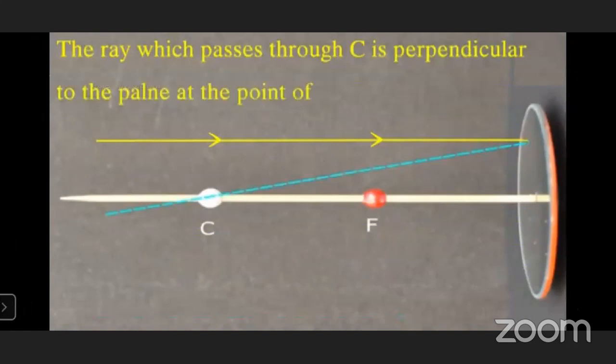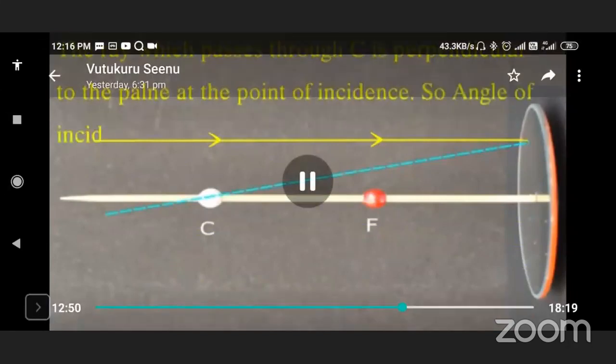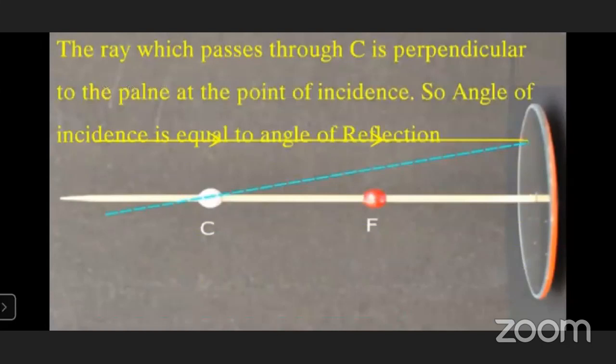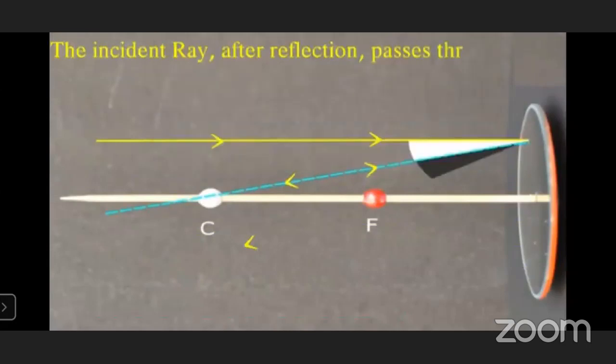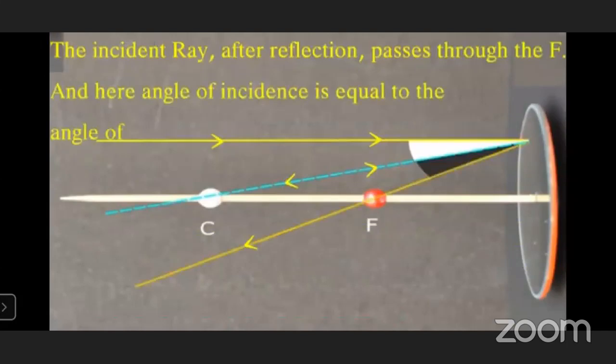This is the normal drawn from the center of curvature to the point of incidence of the light ray. The blue line is the normal. You know that for a sphere, the radius will be the normal. The angle of incidence is denoted here with the white shaded part from the blue line to the yellow line. Now you see, children, the incident ray bounces back, and that is passing through the red point, which is called the focal point. The angle of reflection from the concave mirror at the point of incidence is shown here.